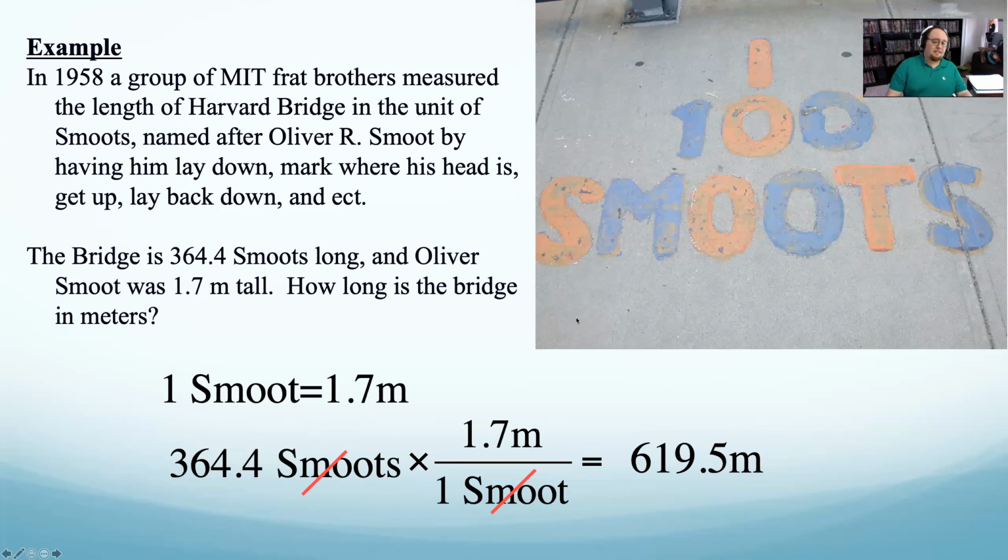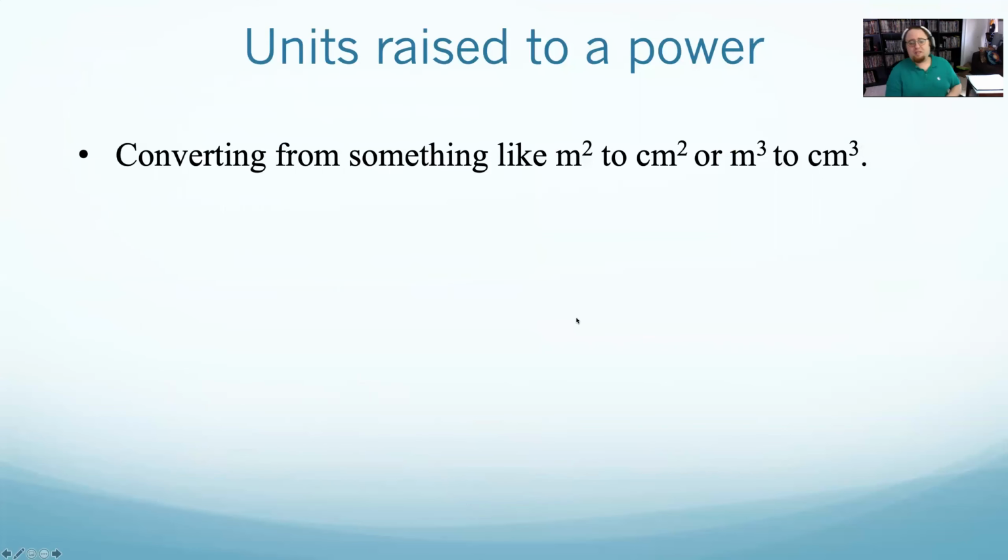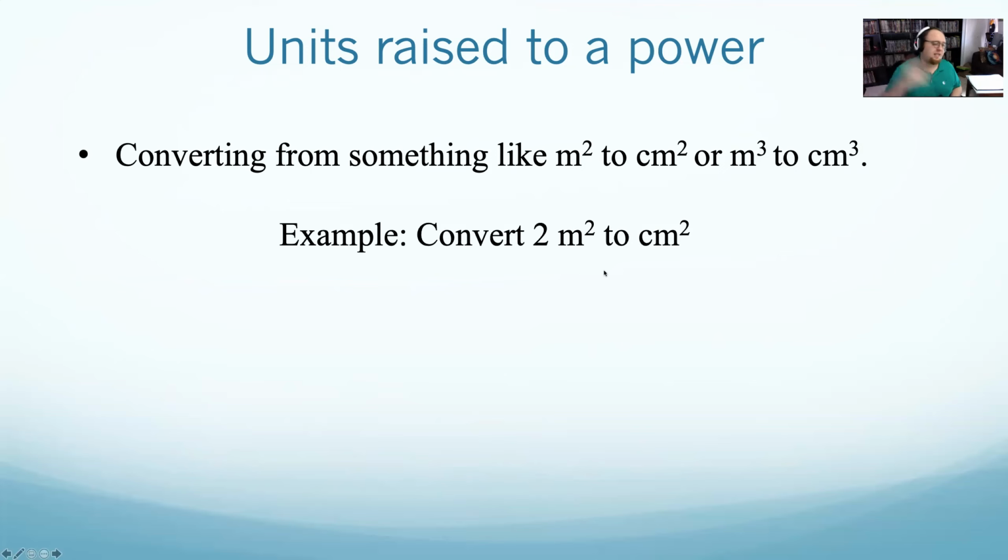So let's say instead of straight up units, we have units raised to a power. Let's say you need to convert meters squared to centimeters squared, or meters cubed to centimeters cubed. And just for example, let's say I have something that's 2 meters squared. What's that in centimeters squared? Well, we can go and figure out the conversion there. 1 meter is 100 centimeters, or 10 to the second centimeters.